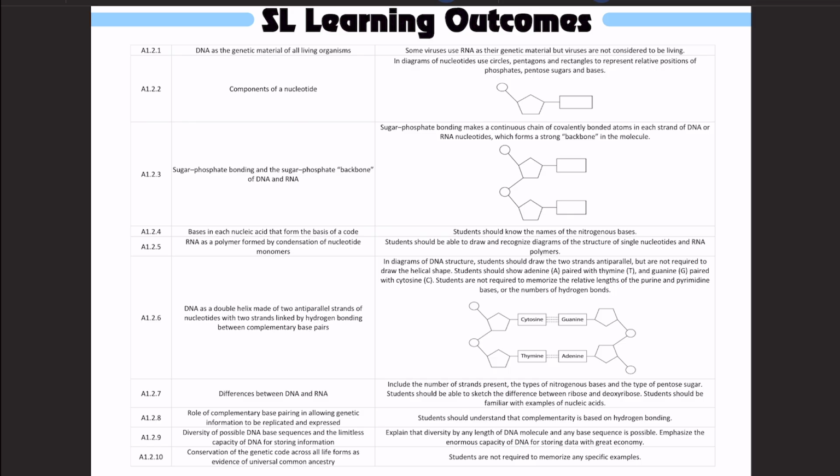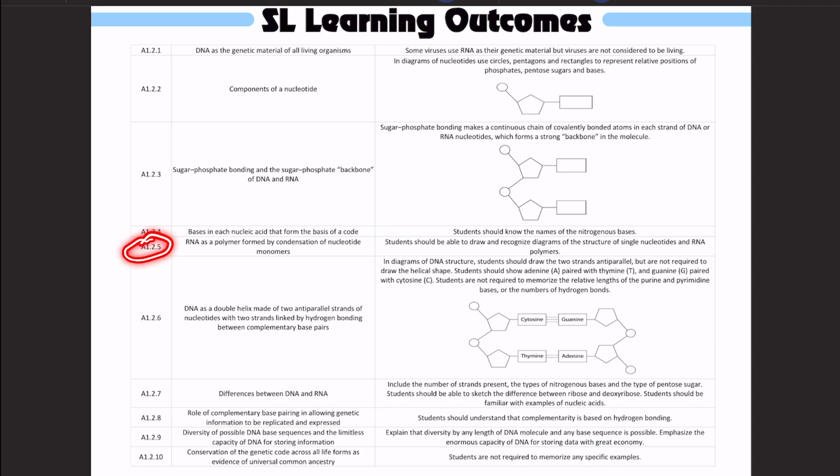This learning outcome is exploring the relevancy of the order of nucleic acids, or more specifically, the order of their nitrogenous bases. The base order is really what's called the genetic code, and that is the information that is used in order to build proteins.